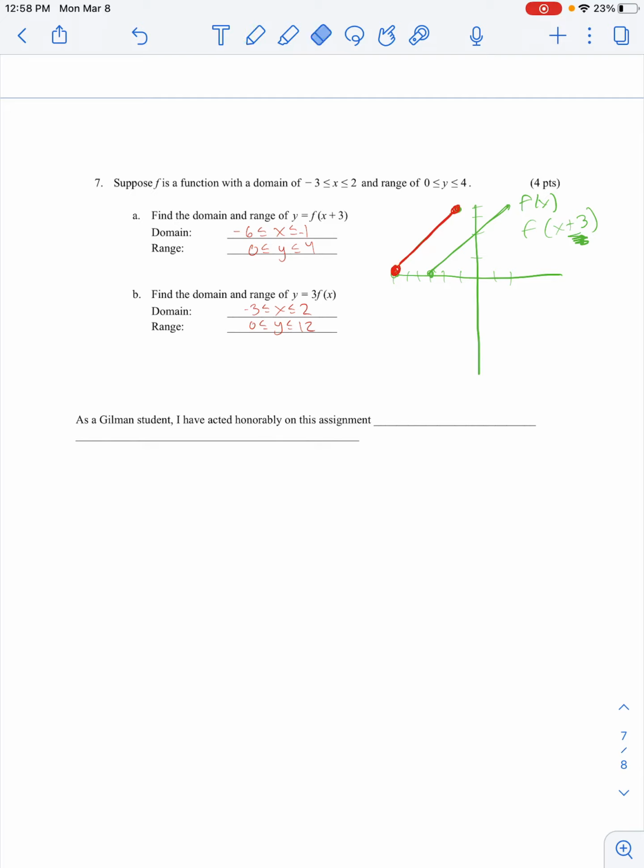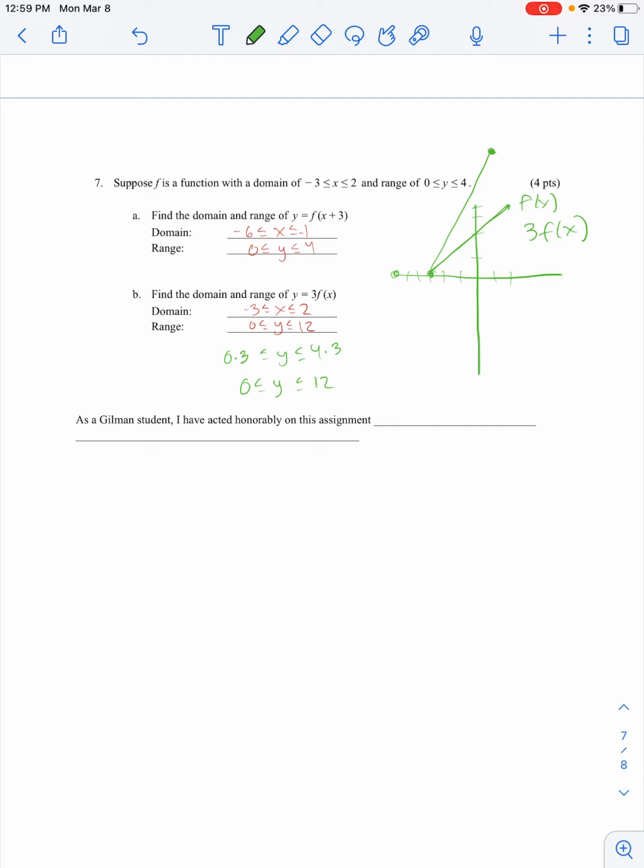So if we think about 7b, again, let's still take that same example of this f of x. Now we have 3 f of x. That's a vertical dilation. So all of our y values are going to be multiplied by 3. If I multiply 0 by 3, I'm still going to get 0. If I multiply 4 by 3, I'm going to get 12, which is how I end up with 0 is less than or equal to y is less than or equal to 12 as my new range. It would look something like this.